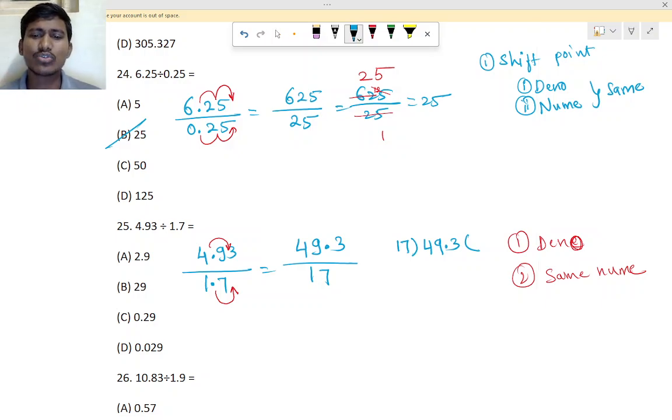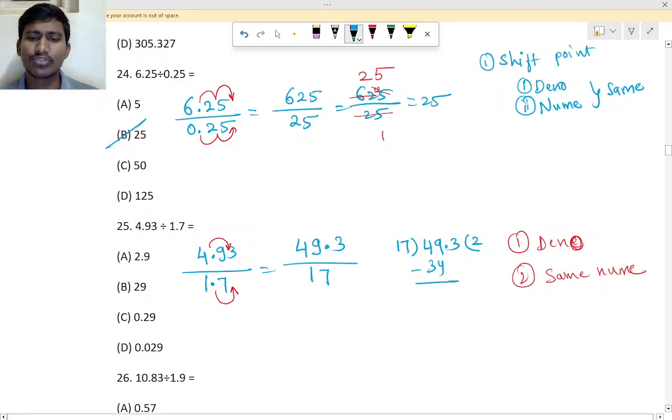So 17 twos are how much? 34. So if you subtract 34, how much will you get? 15. Now the point is there, right? We have to put the point here. Then we have to take the next digit 3 here. 17 how many is 153? 17 nines are 153. So the answer will be how much? Tell me.